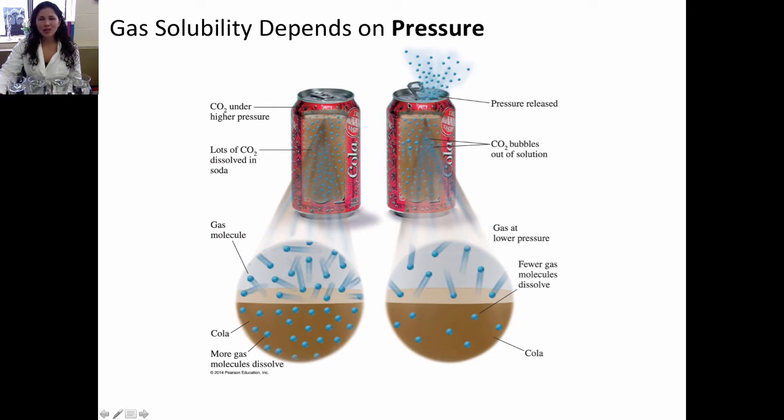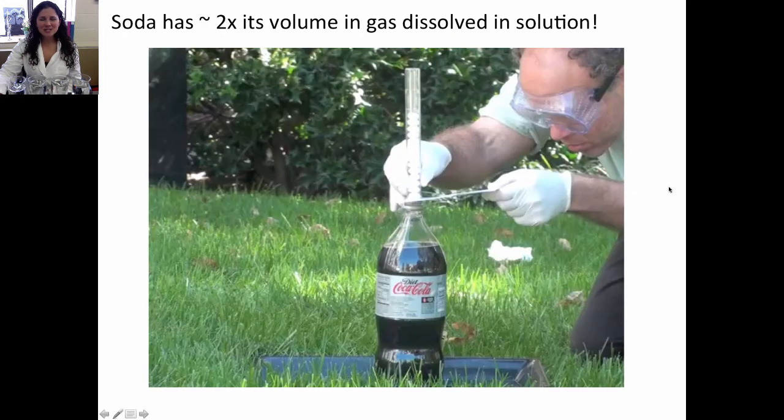When you open a soda, you release the pressure, which is why you get fizziness. The CO2 bubbles out of the solution as the pressure is released because the CO2 is no longer quite as soluble in the liquid. Soda goes flat if it's left open because CO2 comes out of the solution after the pressure is relieved.